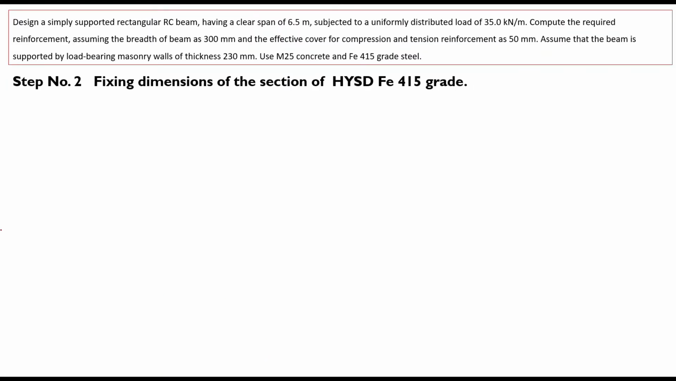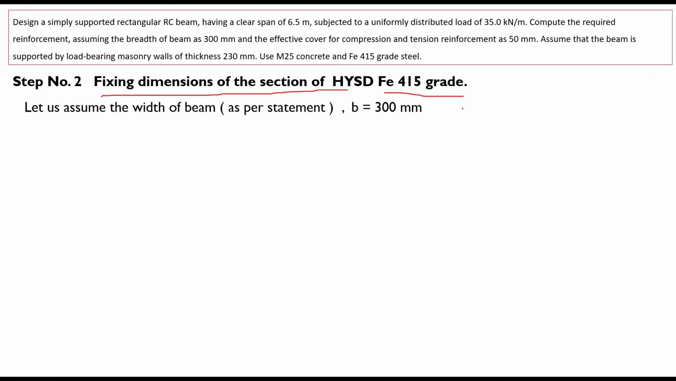Now step number 2. Here we have to fix the dimensions of the section, where the grade of steel is given. First of all, let us assume the width of the beam. The width of the beam is already mentioned, so we are writing it in the first trial. It is a restriction that we have to take the width of the beam as 300 millimeter. The depth we have to decide; the width is given.